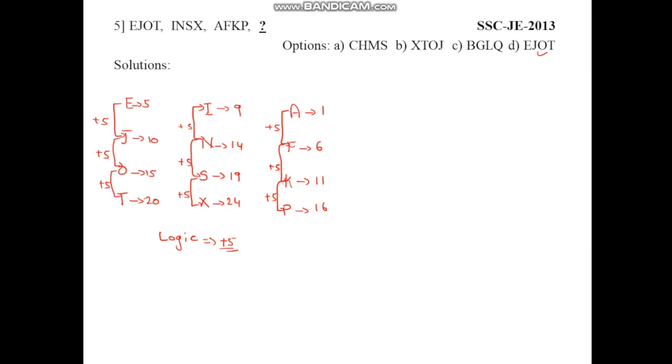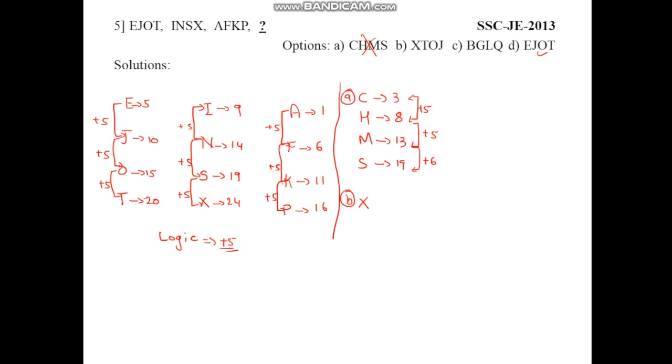Like the options are C, H, M, S. C is 3, H is 8, M is 13, S is 19. So 8 minus 3 is 5, it is +5. Yes, 13 minus 8, again it becomes +5. What about this? It becomes +6. So option A is not an answer.